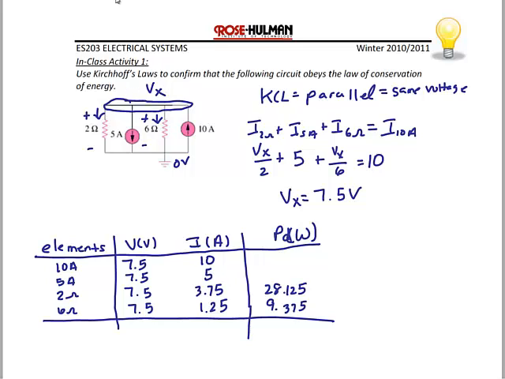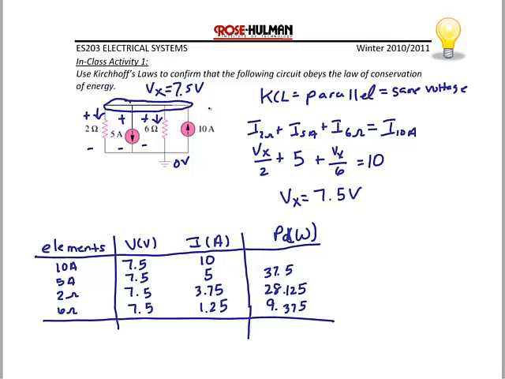So now, at the top, I have 7.5 volts, and that's higher potential to lower potential, and the 5 amp current source goes in, the current goes in at the positive and out through the negative. The 5 amps is also absorbing power, and that's 37.5 watts.